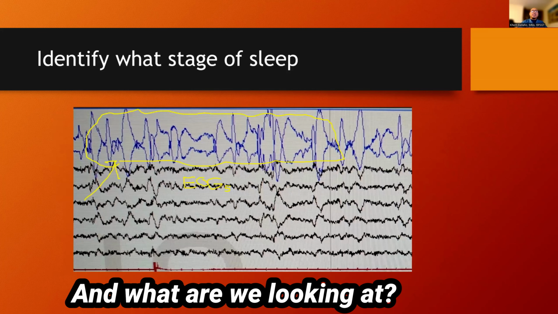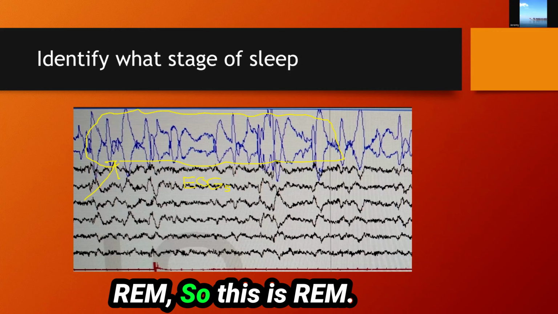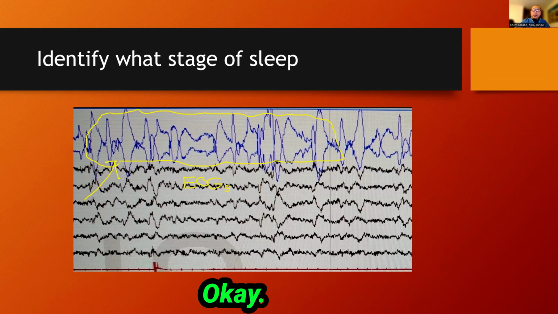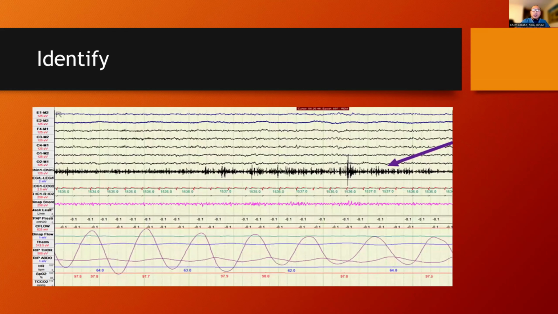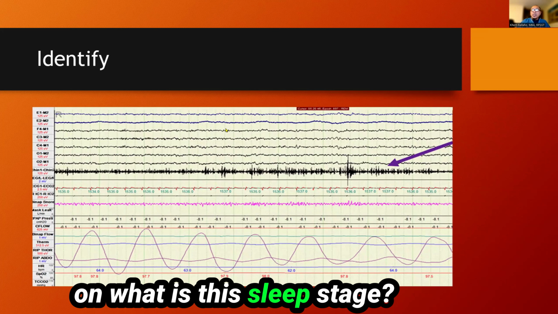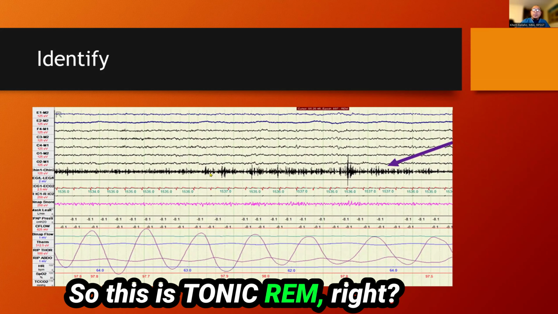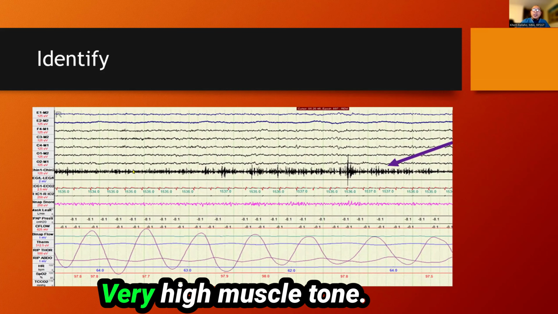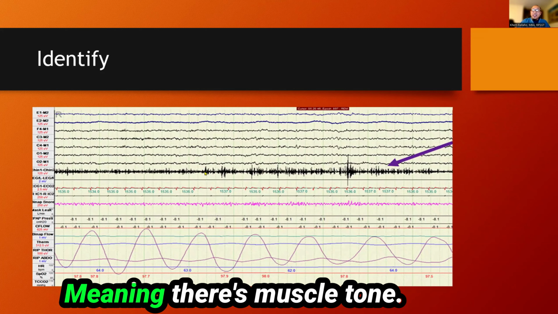All right, and what are we looking at? This is too easy. REM. So this is REM, okay? But my next question will be, what is this? Anybody want to take a stab at what this sleep stage is? Very good. So this is tonic REM, right? Look at the chin, very high muscle tone. So this is REM without atonia, meaning there's muscle tone.